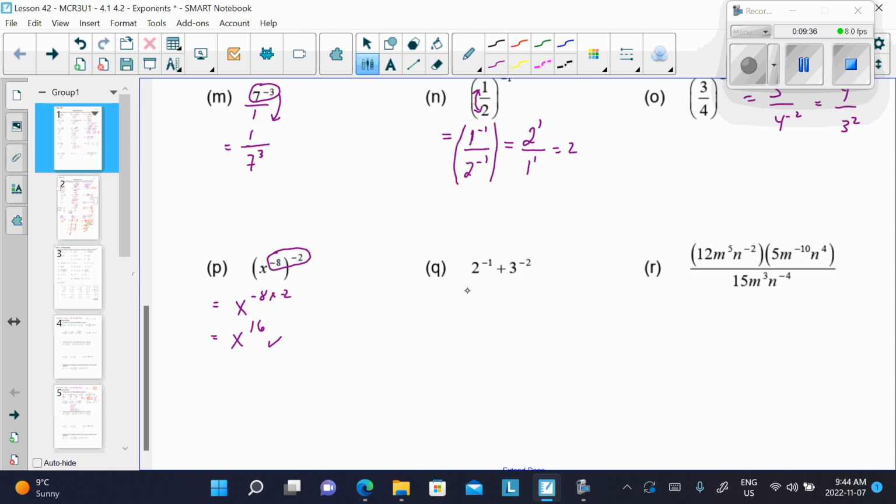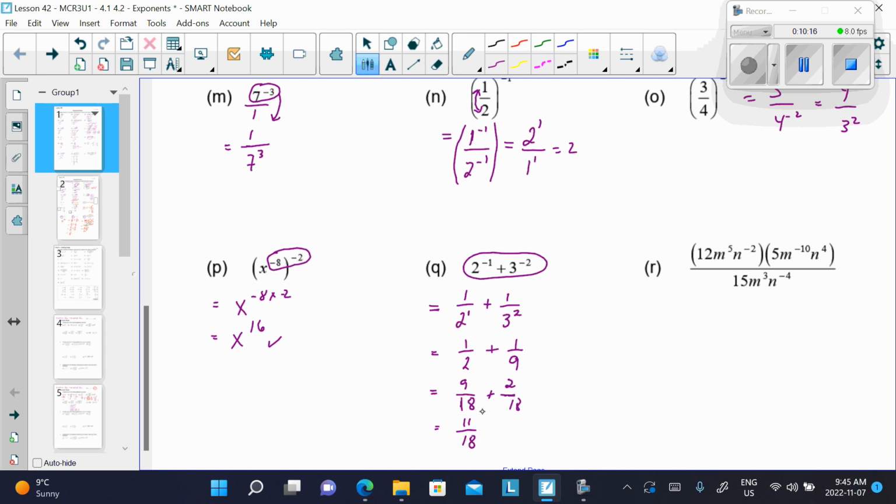Q, 2 to the negative 1 is 1 over 2 to the positive 1 plus 1 over 3 to the positive 2. Right here, we couldn't use any exponent rules because the bases were different. We had a 2 and a 3, so I had no choice but to focus on the negative exponents. And then 1 over 2 to the 1 is just 1 over 2, and then the second fraction is 1 over 9. And now it's just a common denominator of 18. That's going to give me 9 and 2. So the answer is 11 over 18.